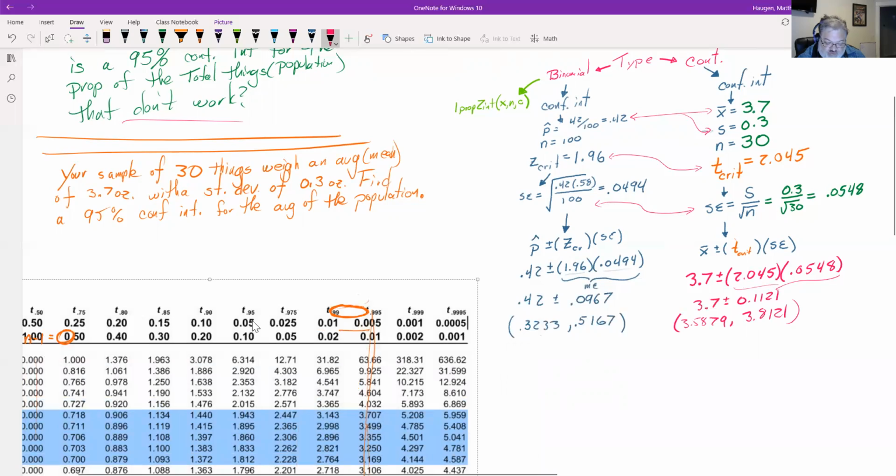Now, while these were percentages, this was 32.3% and 51.7%. What are these? Let's say 3.6 watts and 3.8 what?